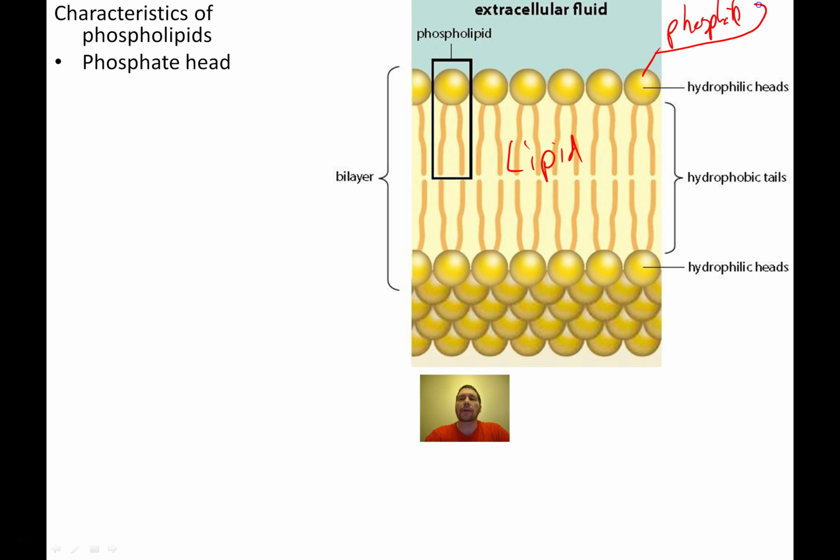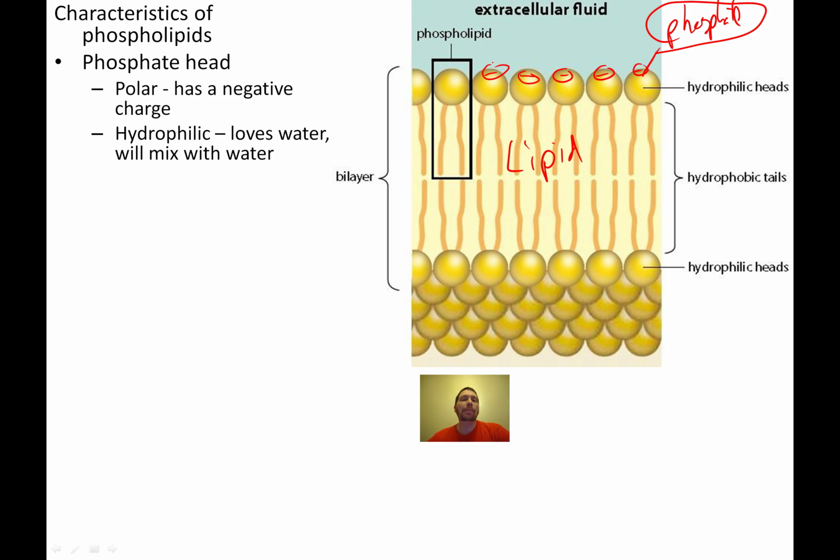First off, we're going to talk about the phosphates right up here and the characteristics of the phosphate group. The first thing to know about the phosphate group is that it is polar. It's got a positive and a negative region, and phosphate groups have a negative charge. Right up here on the surface, every one of these phospholipids has a negative charge. That's the first thing to remember: the phosphate part of the phospholipid has a negative charge. Because of that, it is hydrophilic. It loves water. Remember, phosphates are polar. They have a negative region to them, and water likes to bind to things that are polar.